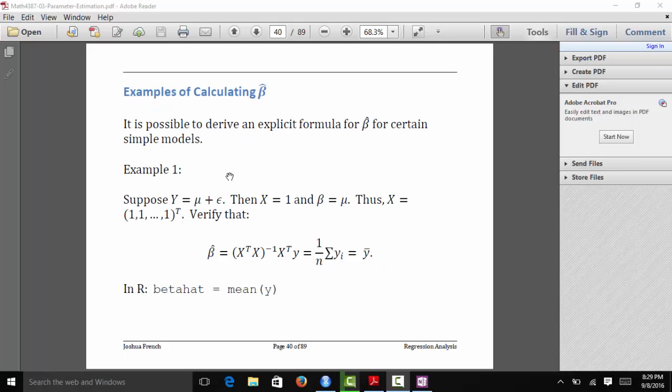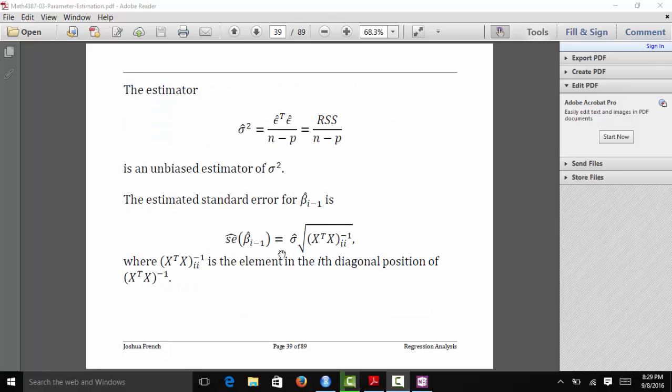So I wanted to comment a little bit further about this expression right here. I talked about the fact that this was not a typo, and that if we wanted to find the estimated standard error of the i-1th estimated regression coefficient, we had to look in the ith diagonal position of a certain matrix, and that's correct. But I just wanted to be a little bit more specific about what I mean.